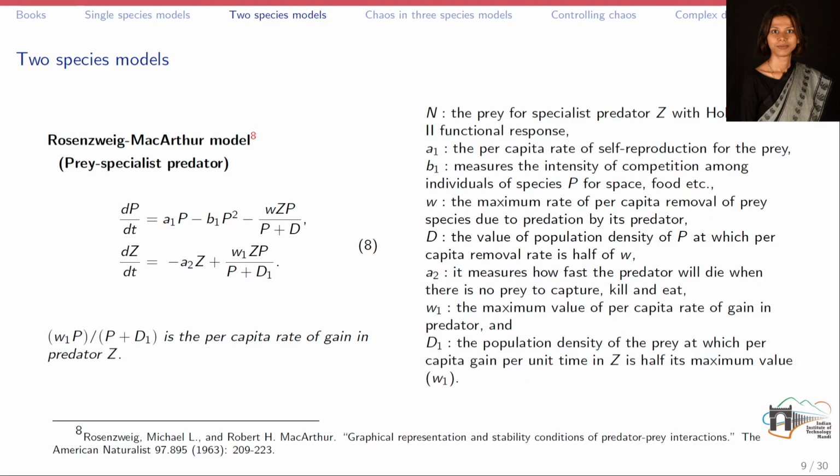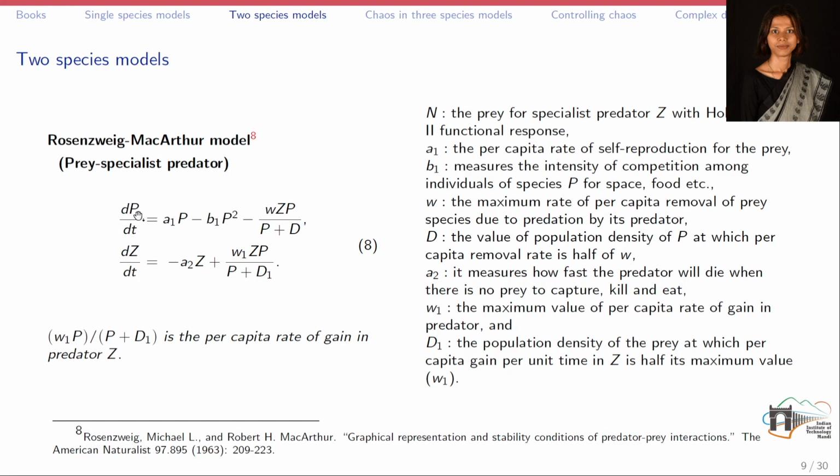depending upon the nature of the predator population, we have one of the basic mathematical models, which was given by Rosenzweig and MacArthur in 1963. In this model, the prey population and the predator population are of specialist type. So the prey population is being eaten by the specialist type predator population. The model takes the form as shown in equation 8.